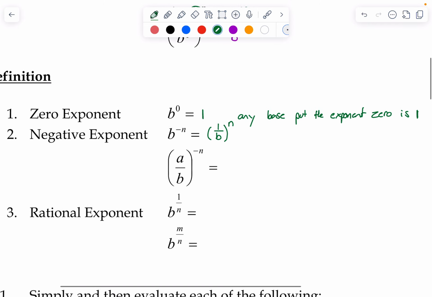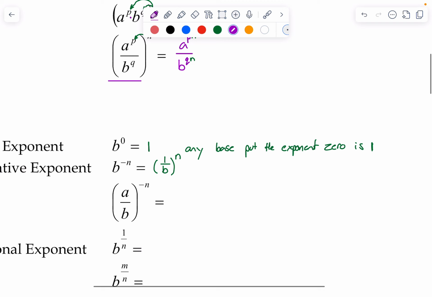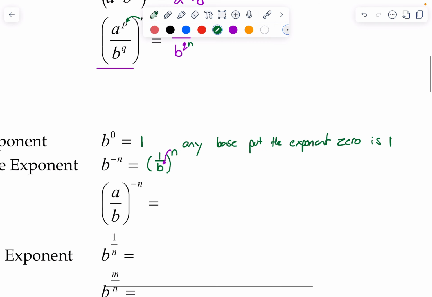Then using the rule that we just learned up above, this one right here, we can distribute this n to that 1 right there, and 1 to the power of anything is still 1, or that n can go down here. So we can rewrite this as 1 over b to the n.